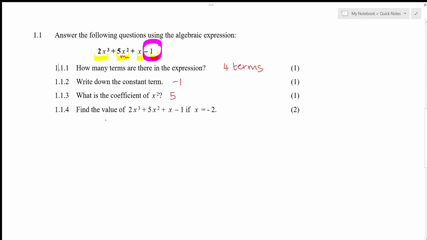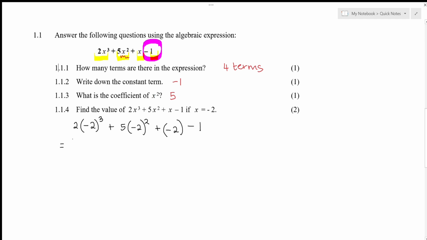And then find the value of 2x cubed. So here we're going back to my previous video, and you would basically look at substitution here. So you would write 2. Now I'll just show you. So you've got 2, and in the place of x, now it's negative 2. So it's negative 2 cubed plus 5 times negative 2 squared plus, and now you've got your x here, so that's negative 2 minus 1.